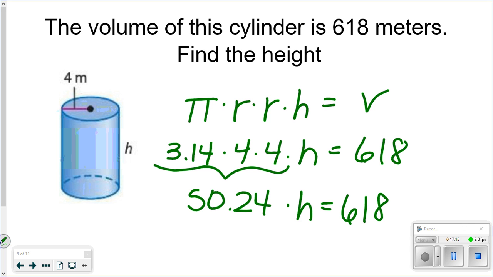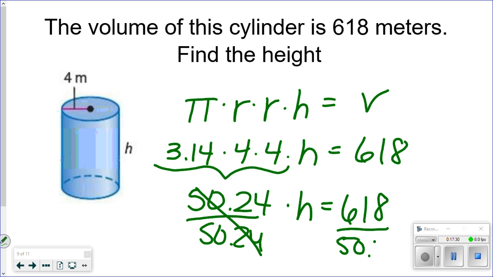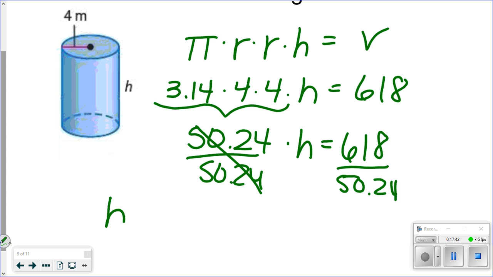Okay, next. Now what? 50.24 times height equals 618. What am I going to do next? Well, we're going to divide. We're going to get rid of it. If I do it on this side, I got to do it to this side. So I'm going to take 618 divided by 50.24. It's going to be an icky decimal, but that's okay. So our height's going to be approximately 12.3 meters.